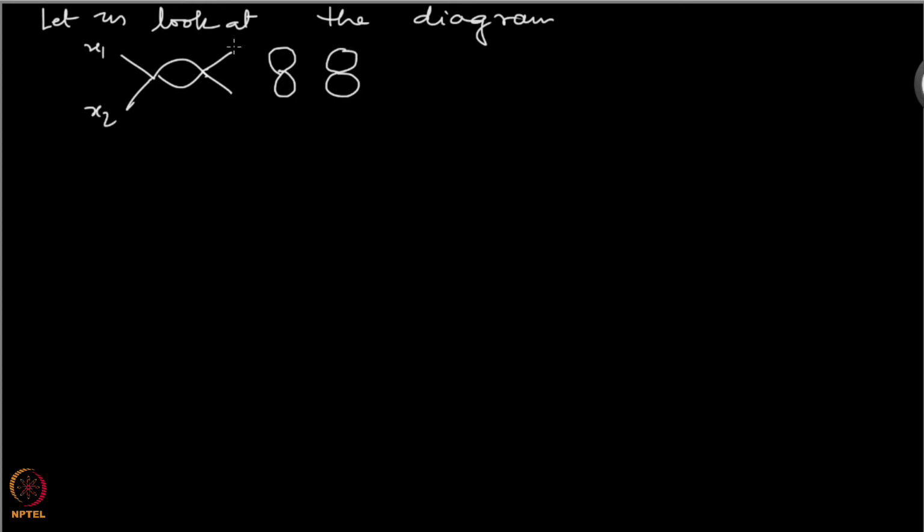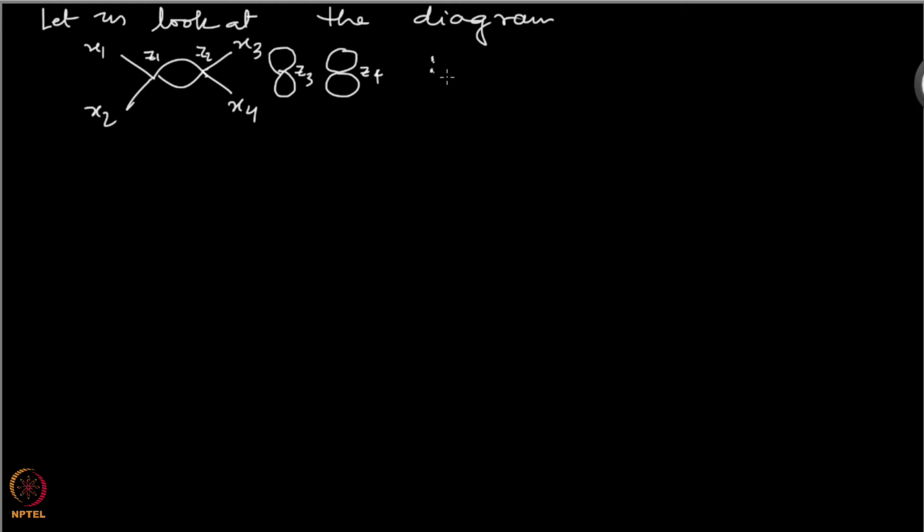So these are the external points x1, x2, x3 and x4. Let me label the internal points as z1, z2, z3 and z4. So what's the expression of this diagram? I write the Feynman propagator for each of these lines and include all the other factors. So I will do it. So the expression is the following.